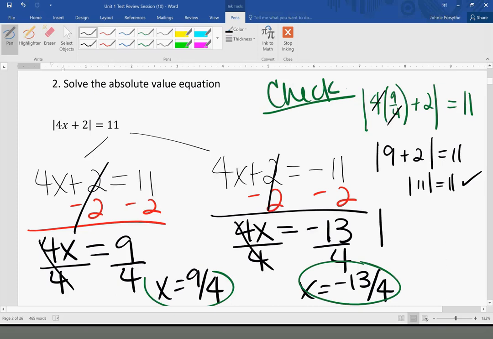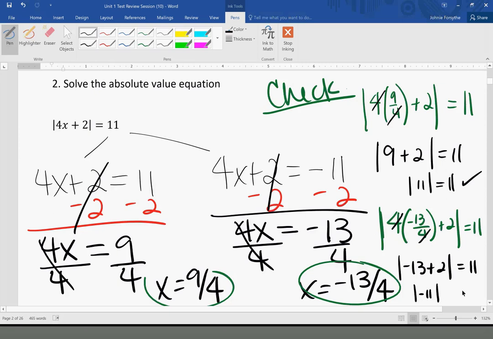Then we can check the other one. So we have the absolute value of 4 times x, we have negative 13 over 4 plus 2, closed absolute value equals 11. Again, the 4's cancel out, and so I have the absolute value of negative 13 plus 2 equals 11. Negative 13 plus 2 is negative 11, and the absolute value of negative 11 is 11, so that checks as well. We have verified that our 2 solutions are okay.